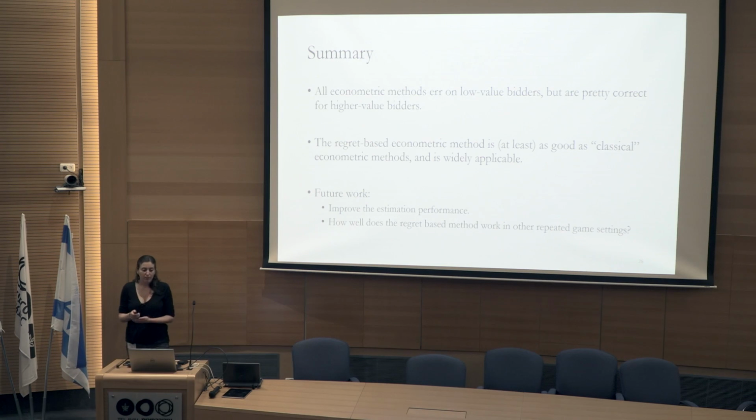Okay, now just to summarize. So we saw all econometric methods err on low-value bidders, but are pretty correct for higher-value bidders. And that the regret-based econometric method is at least as good as classical econometric methods, but it is widely applicable. And now we want to improve the estimates further. There is still a lot of work there. And maybe more interestingly, how well does the regret-based method work in other repeated game settings? And that's it.